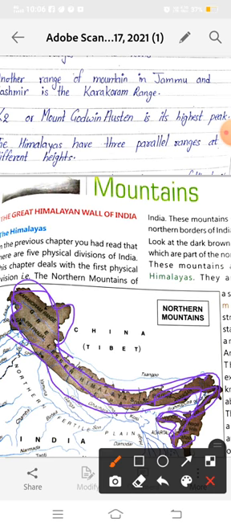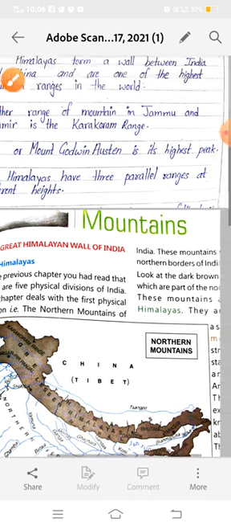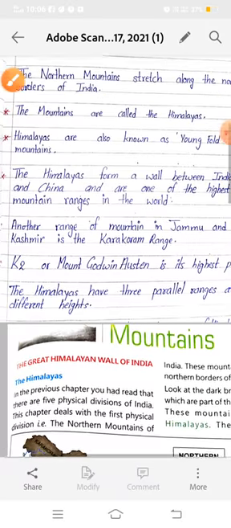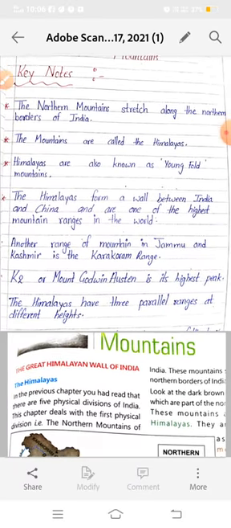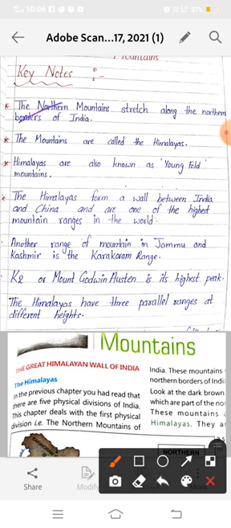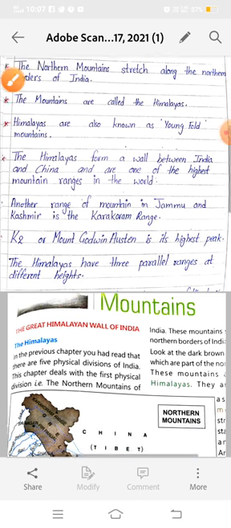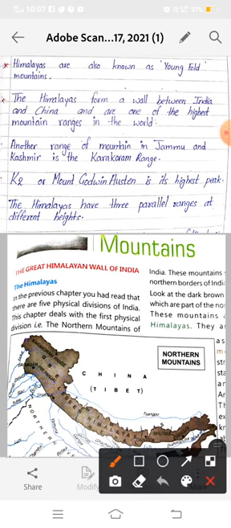So what did you learn in this chapter? We will see the key important notes which give the complete information which you have learned in this chapter. So what did you learn in this chapter? That the Northern Mountains stretch along the northern border of India. See, from here it makes the natural northern border of India.